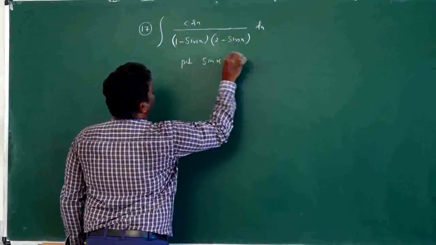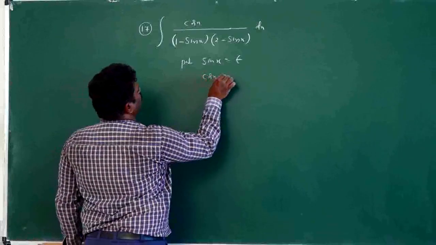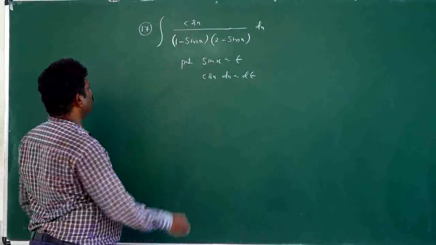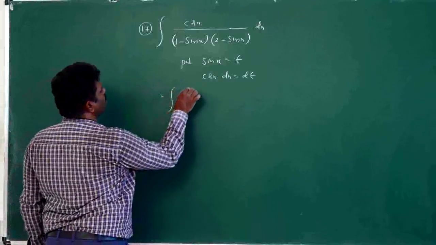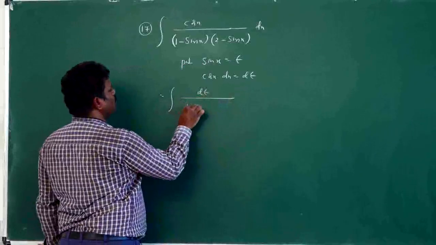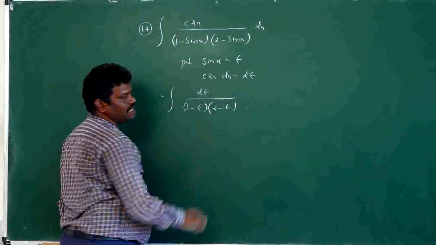Put sin x is equal to t. Now what is the derivative of sin x? Here cos x dx is equal to dt. Now we substitute in the above integral: integral cos x dx is dt, by this value 1 minus t into this value, how much? 2 minus t value.